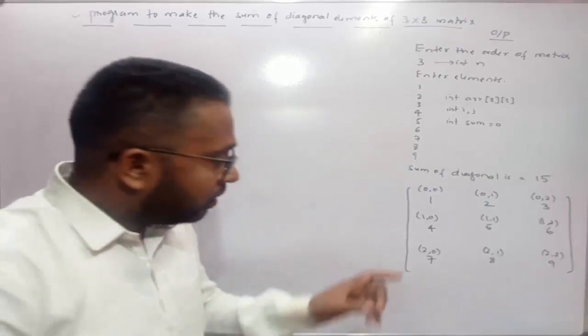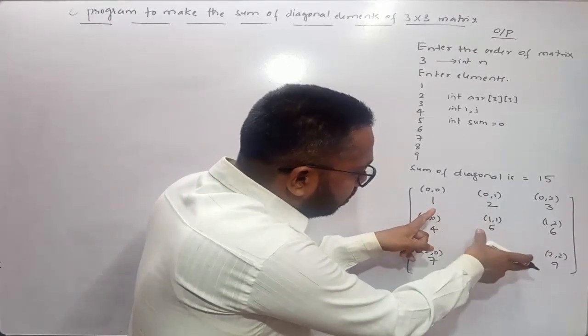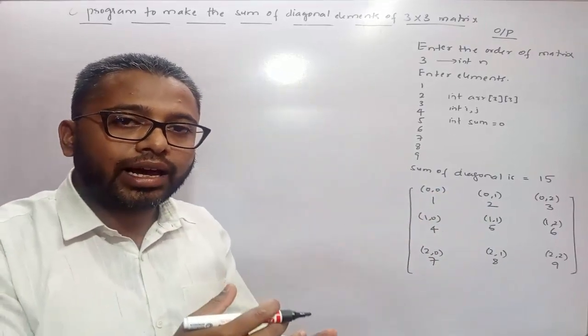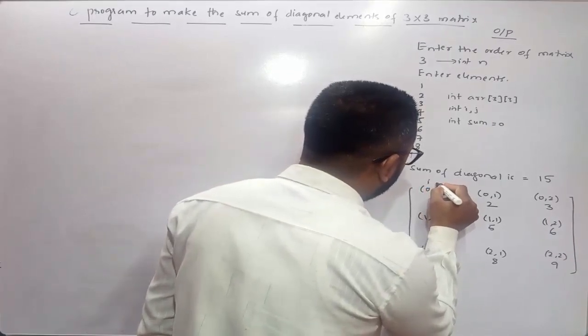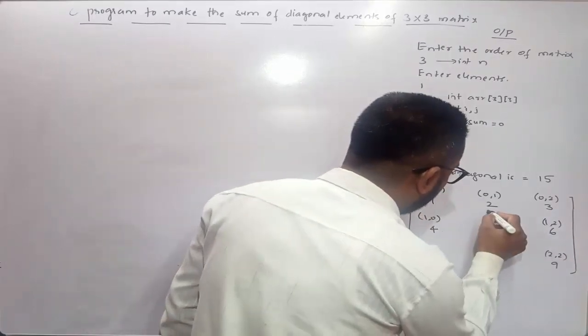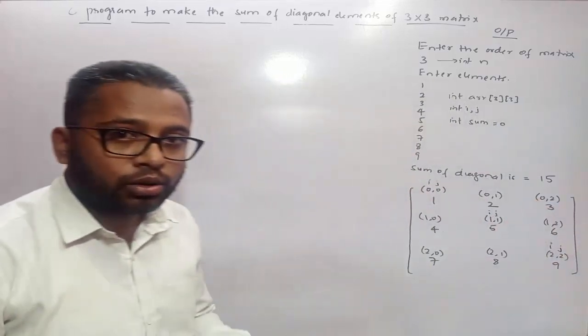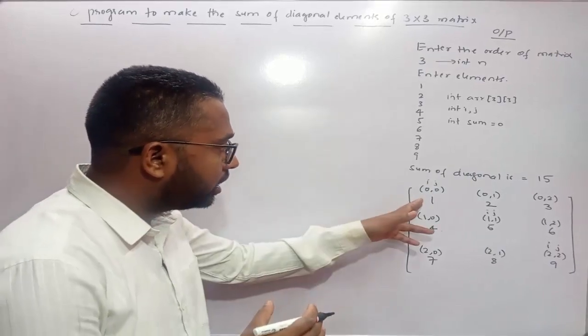That means each and every one of these elements which comes in diagonal form has the same index for both i and j. So I will mark this as i, and I will mark this as j. This is my i and this is j. Okay, so while writing the program we should check for this condition.